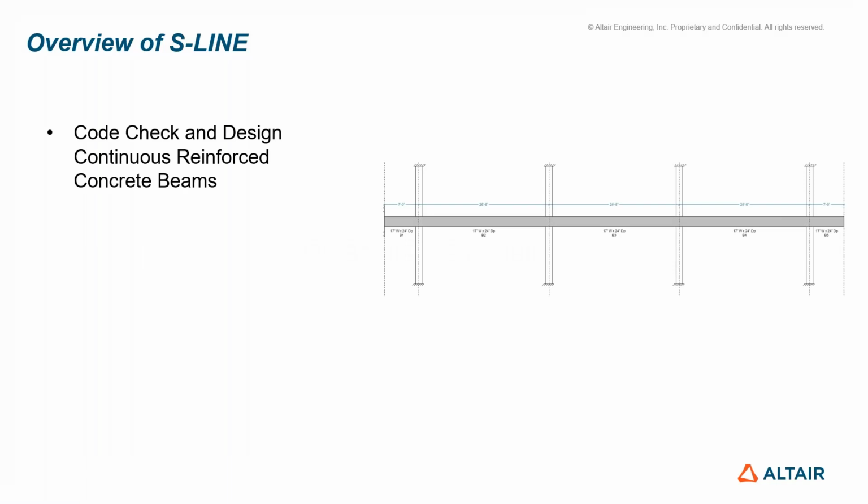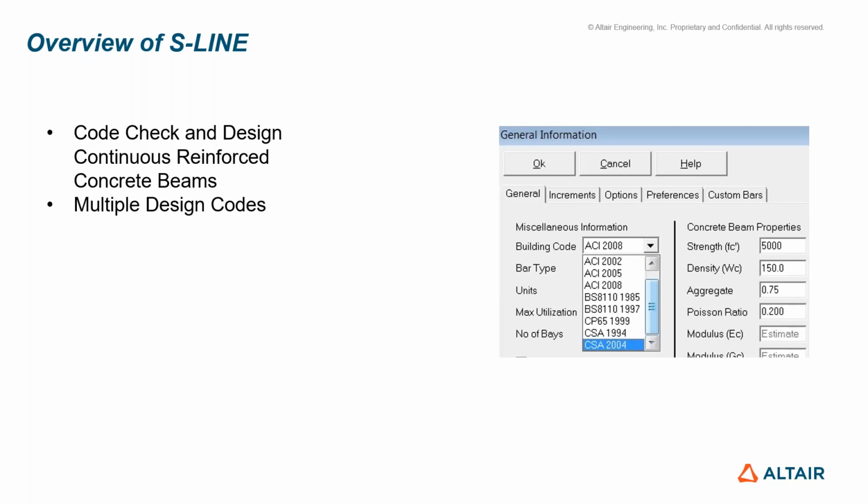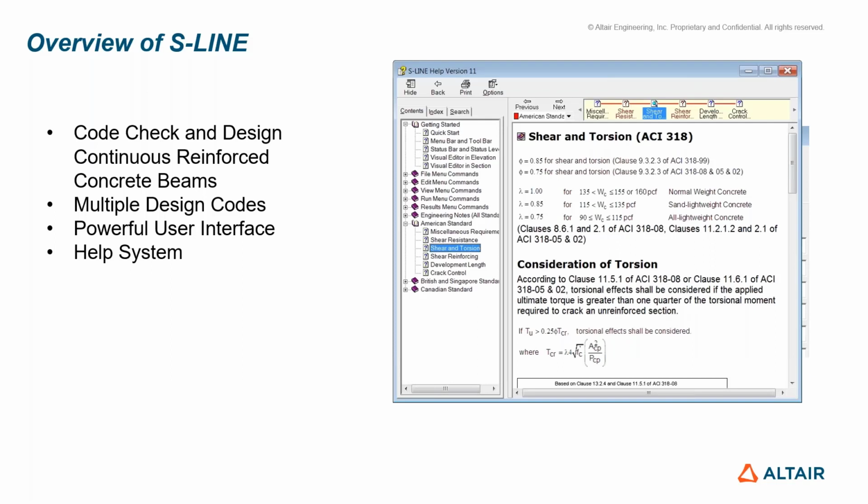So we've already talked a little bit about this, but as you already understand, S-line is able to code check and design reinforced continuous concrete beams. It does support a variety of international design codes, and it has a very powerful user interface. If you're familiar with S-concrete, it's very similar to that. There are hotkeys within the software that allow you to click and drag reinforcement locations or the dimensions of your beam, the bay lengths, and so on very easily. I'd also say, like S-concrete, that the help system is very comprehensive, especially since there's a lot of code interpretation within the software. Understanding how the software handles certain provisions within the design code, the best place to look for that is within the help system. So we'll talk a little bit about that as well.